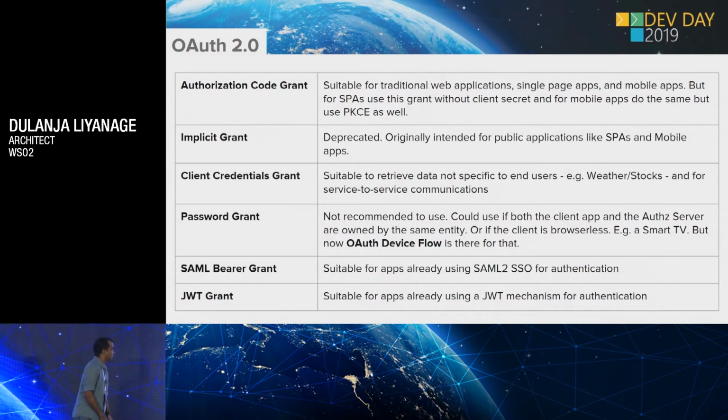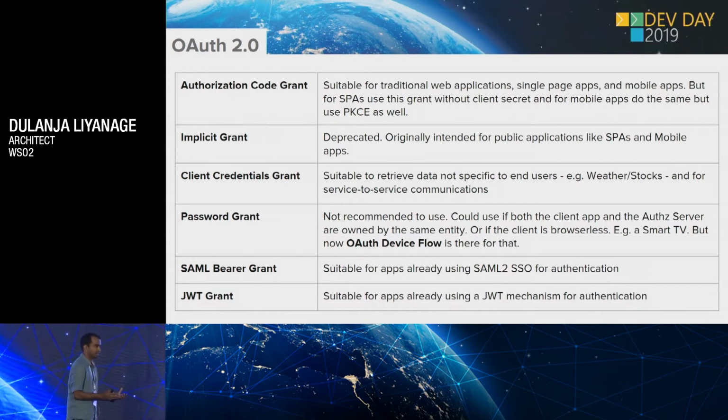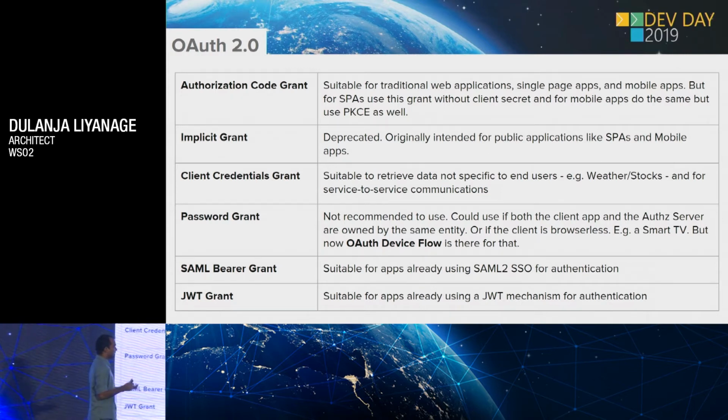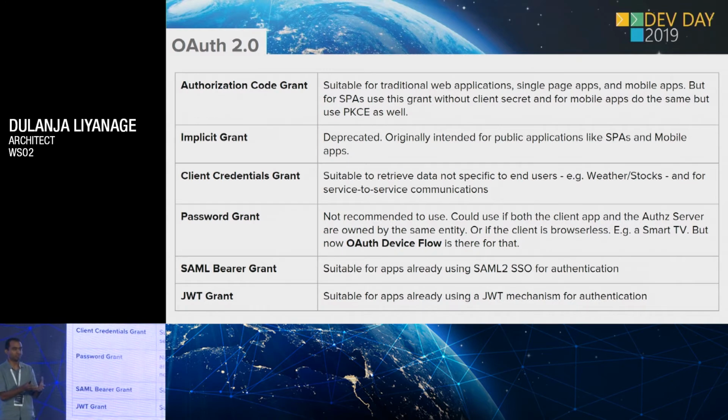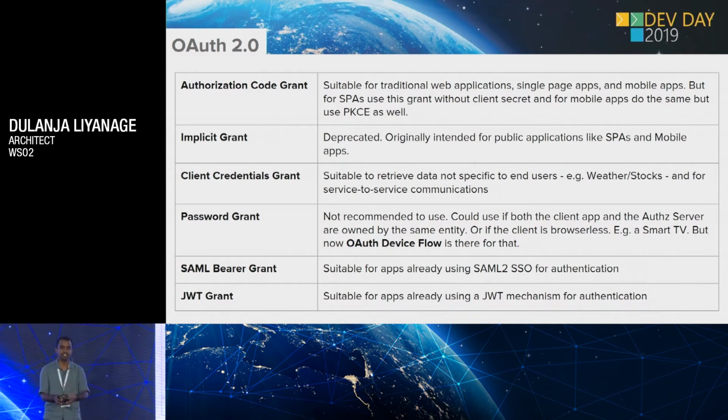Then client credentials grant is basically where there's no end user. It's the client app, authorization server, and the resource server. So the client app is sort of the user itself, right? If you are dealing with data that is not specific to an end user, for example, weather or stock data, you can use client credentials, the client ID and secret given for the client, right?